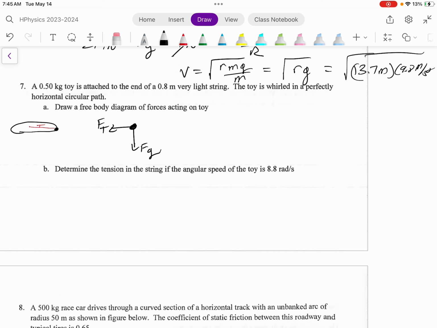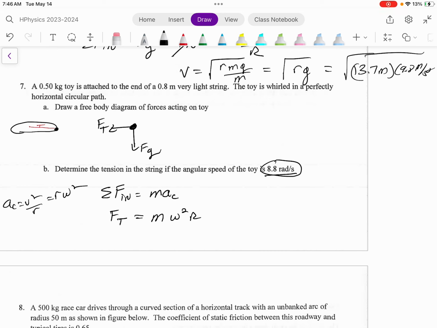Determine the tension of the string if the angular speed of the toy was 8.8 radians per second. Well, the only way that I can determine the tension is to sum the forces inward. It's equal to mass times centripetal acceleration. Force of tension is the force we're looking for. It's pointing inward. It's positive. There's only one force in the inward direction. There's no forces additional other than force of tension. They gave me an angular speed, so I'm going to use omega squared times r. Let's double check. a_c equals v squared over r equals r omega squared.